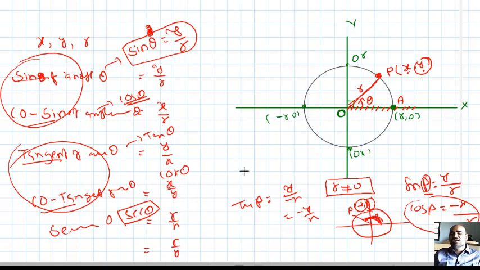These concepts were completed in the first chapter, I am just revising. Secant theta is equal to r by x. Now this is defined as the cosecant of angle theta, or simply cosec theta, both are the same, equal to r by y. In this way you can define trigonometrical ratios.